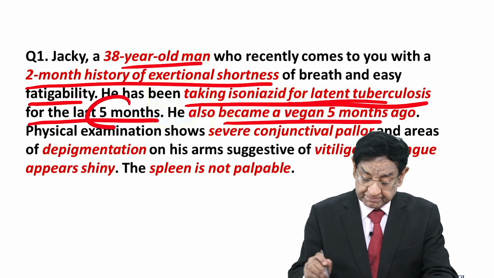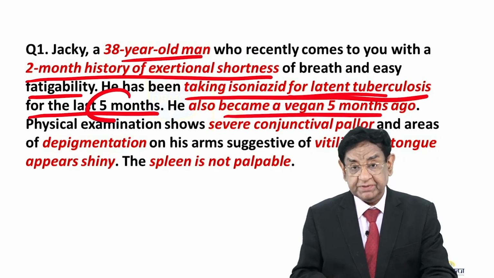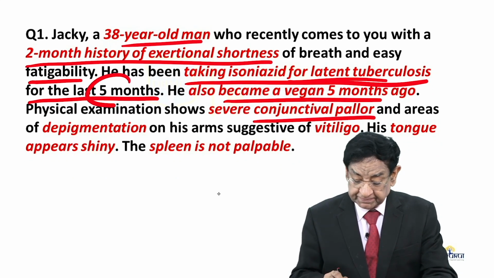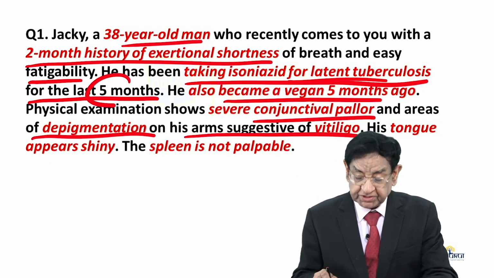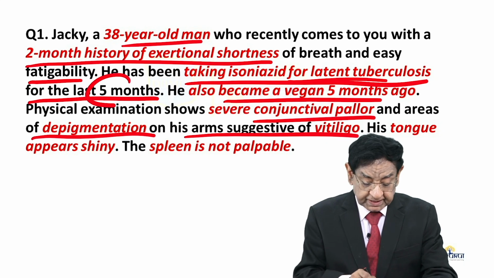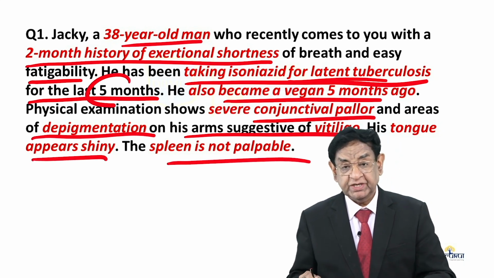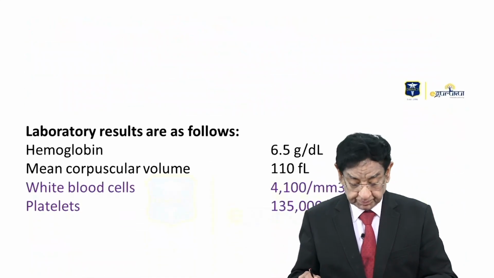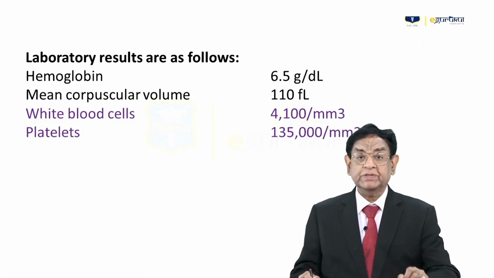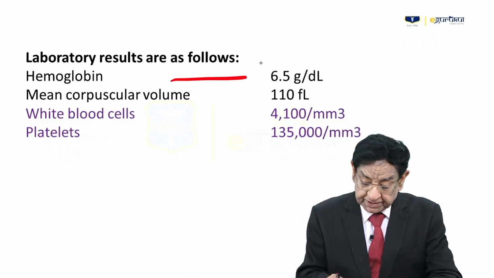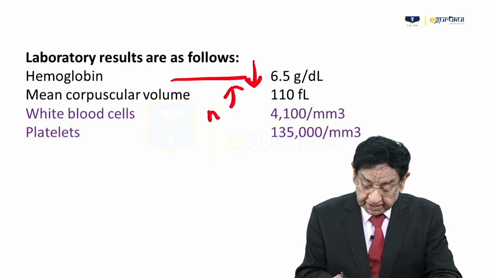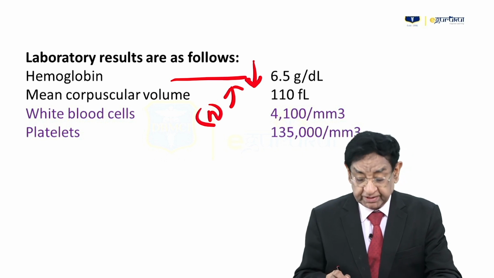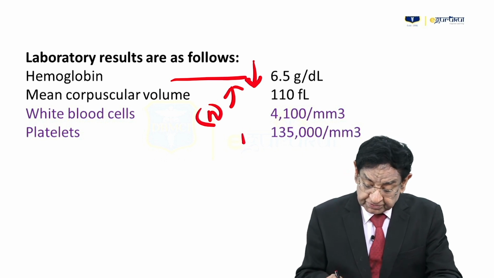On examination, there is conjunctival pallor. Area of deep pigmentation in the arm suggestive of vitiligo. Tongue appears shiny and spleen is not palpable. If you go with the lab reports, hemoglobin is reduced. Mean corpuscular volume is increased. Platelet count is in the normal range, but on the lower side of normal, slightly reduced.